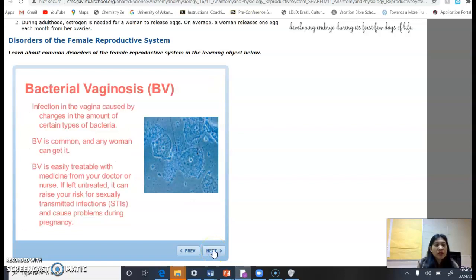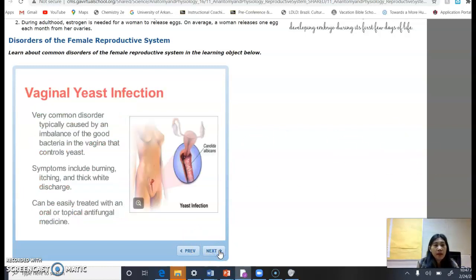So next one is bacterial vaginosis, or BV. This is an infection in the vagina caused by changes in the amount of certain types of bacteria, and this is dangerous too. Any woman can get it. But it's treatable, of course, with medicine from your doctor or nurse. But if you leave this untreated, it can raise your risk for sexually transmitted infections, or STIs, and cause problems during pregnancy.